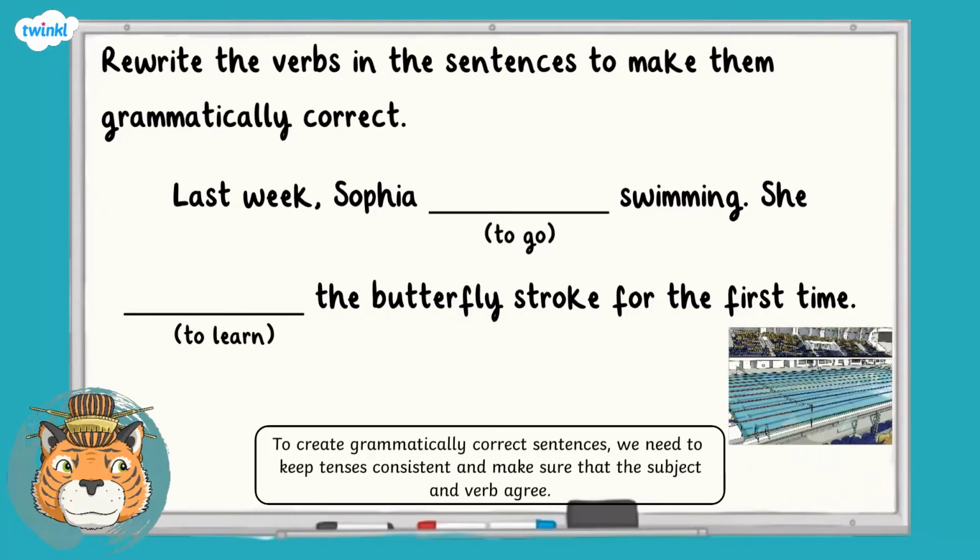Do you have an answer? Great. Did you spot the adverbial phrase last week? This gives us a clue that the sentence should be in the past. To go in the past tense is went. To keep the tenses consistent, we want to put the following verb in the past too. So, to learn becomes learnt.